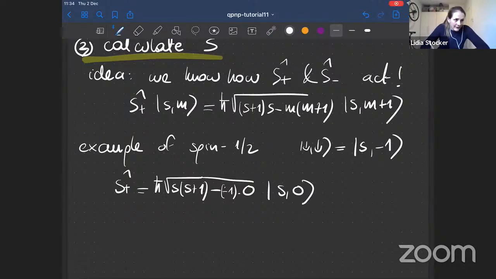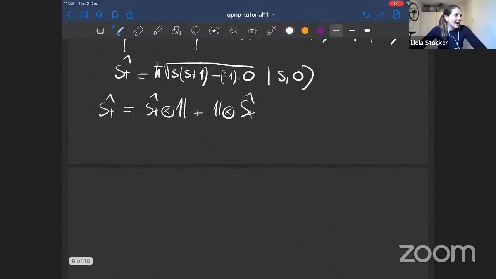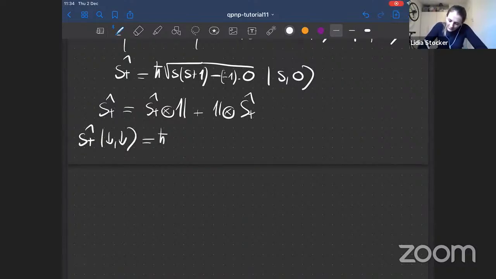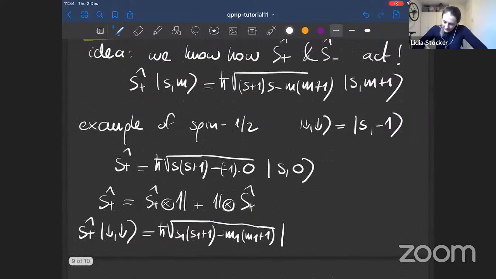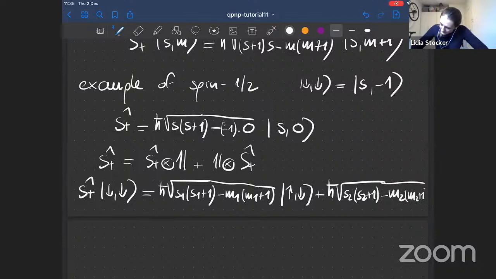But we also know that the S plus operator will be S plus on the first times the identity plus the identity times S plus on the second. So it acts exactly as the two separate ones. So what do we have? We will have that S plus of down-down will act as ħ square root of S1 times S1 plus 1 minus M1, and these are the values of the first spin. Then if I take the down-down, this will raise my first spin and keep the second low, exactly like we saw before. And then exactly like here, S2, S2 plus 1 minus M2, M2 plus 1. Here I made a bit of a mess, but this is down-up, the state we have here.